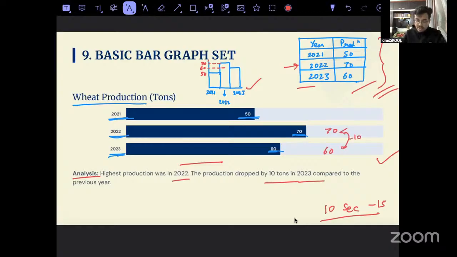And again, from 21 to 22 the production increased by 30 tons. 20 tons, my bad. From 50 to 70. Okay, so this is how you can interpret a graph.